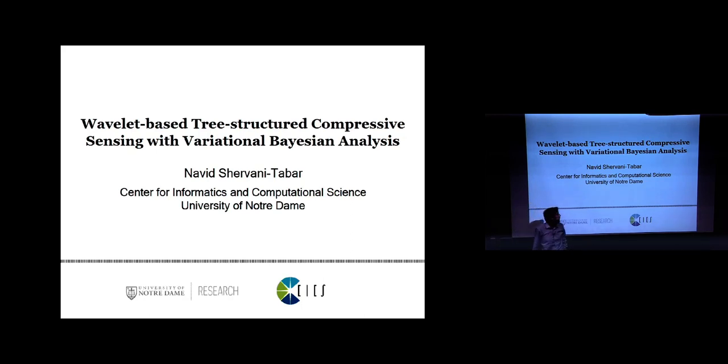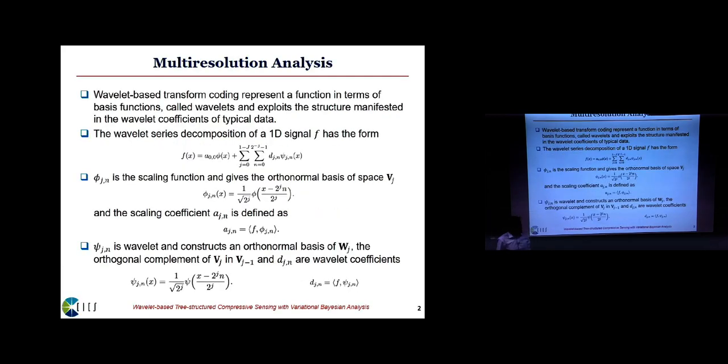Good afternoon, everybody. My talk is about wavelet-based pre-structured compressive sensing with variational Bayesian analysis. A wavelet-based transform can be used to decompose a given signal or function in terms of some basis functions called wavelets, and then we can study the structure of these wavelet coefficients of the typical data that we have. Imagine that we have a signal and we apply wavelet decomposition on this. The results are two types of data: the scaling coefficients and the wavelet coefficients. Scaling coefficients give an approximation of the function in some lower resolution space, and the wavelet coefficients provide the details that we need to reconstruct the original data from that approximation.